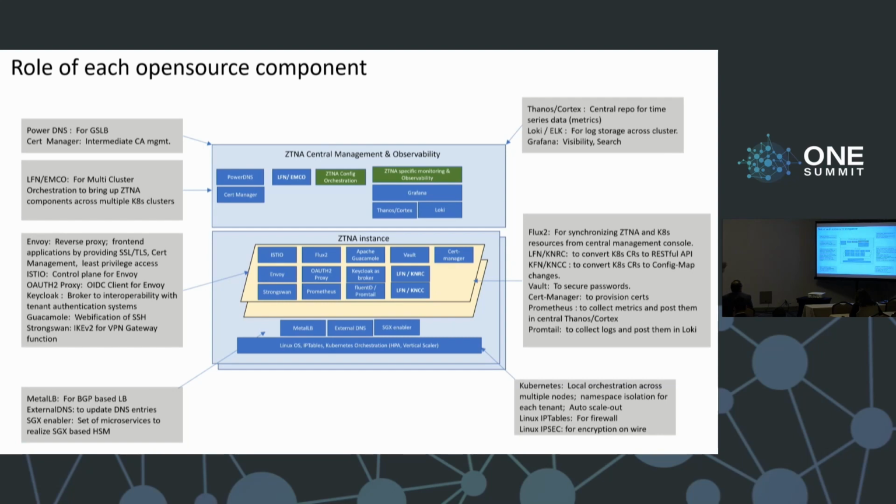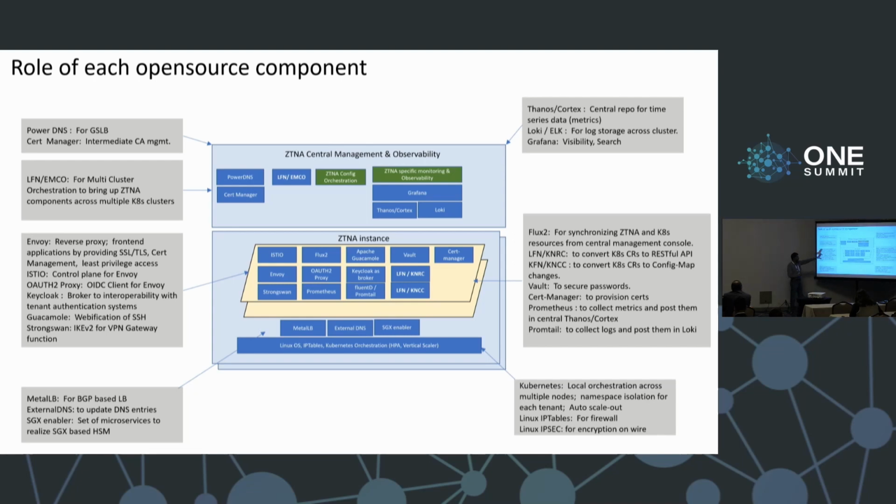So this is whatever I described with respect to the multiple components which are there and what they are used for, right? MetalLB we use for BGP-based load balancing, okay? And Envoy as a reverse proxy and front end.